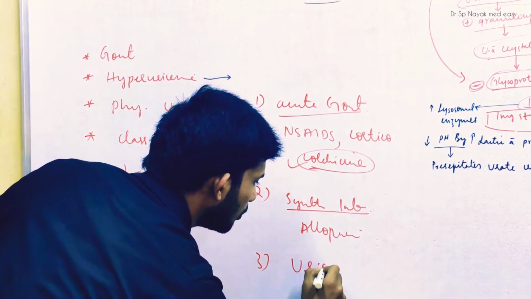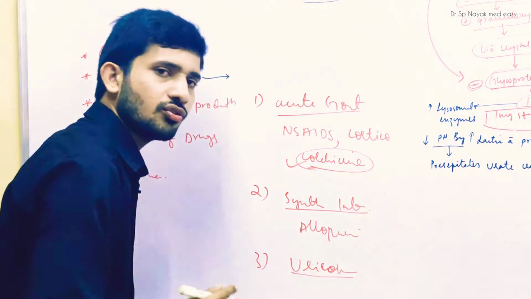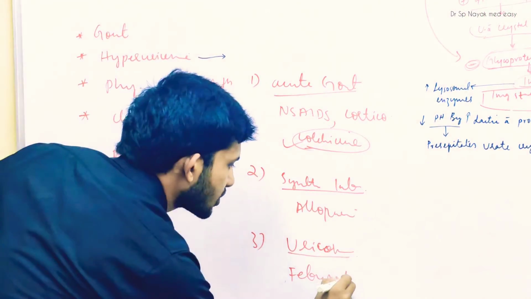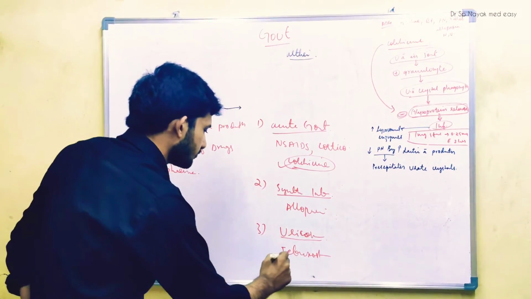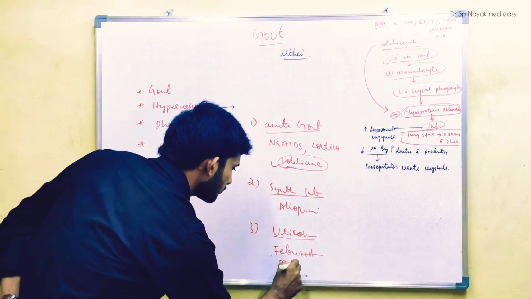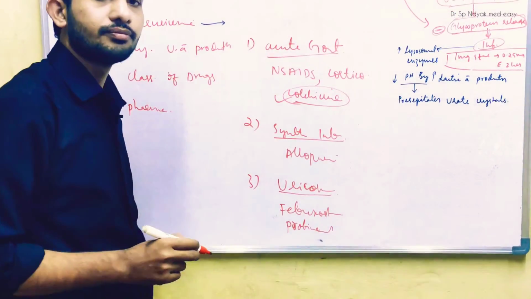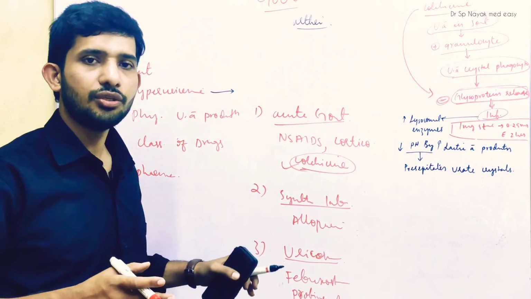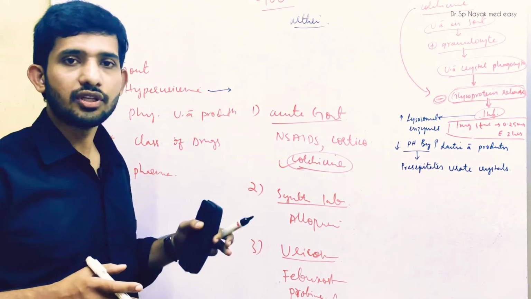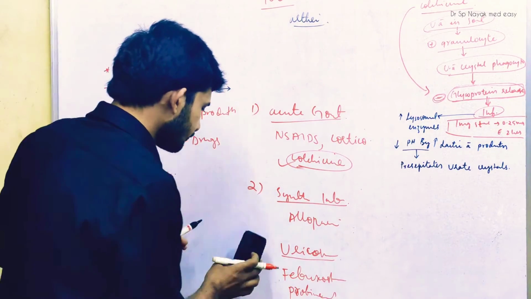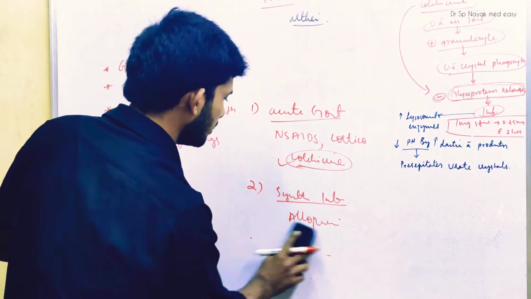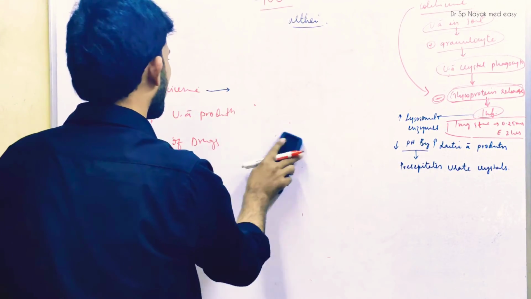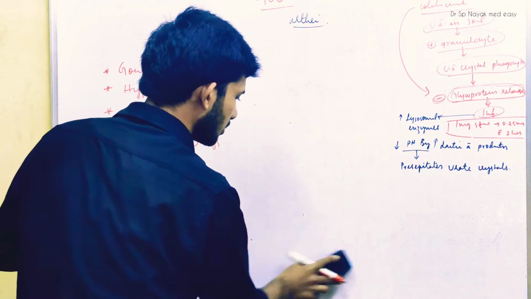In uricosurics we have febuxostat, and we have probenecid. So these are the commonly used drugs for gout. Now we will discuss each and every drug profile. We'll see the detailed pharmacology of the drugs which are used in gouty arthritis.